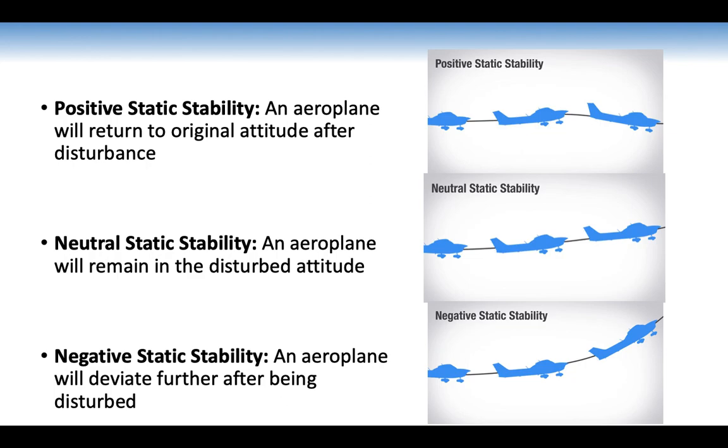So positive static stability, an airplane will return to its original attitude after a disturbance. The disturbance could be from an atmospheric disturbance, a wind gust, or turbulence, providing the airplane is trimmed. Neutral stability, an airplane will remain in its disturbed attitude. So if you're not trimming the airplane properly, it will continue remaining disturbed. And negative stability, an airplane will deviate further and further after being disturbed, unless the pilot applies a control input. And for aeroplanes, for straight level flight, we want that positive static stability.